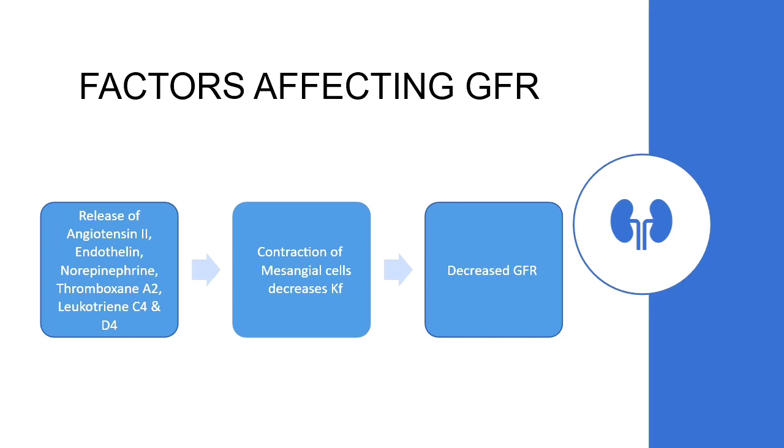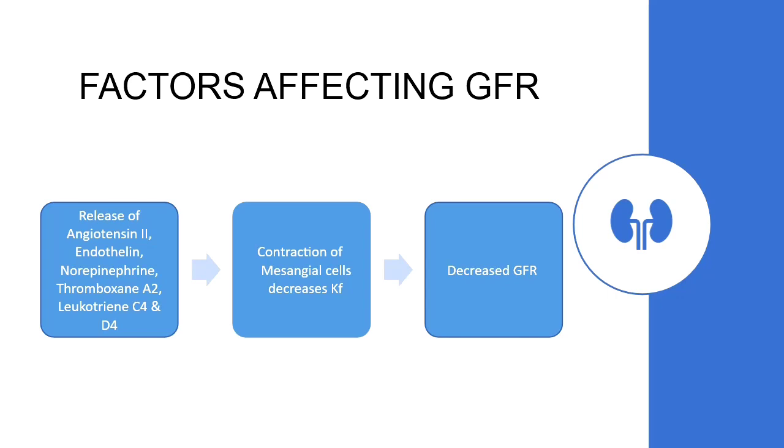The filtration coefficient is mainly determined by the area of the mesangial cell. So any factor which causes contraction of the mesangial cell will decrease their surface area, which in turn decreases filtration coefficient. Ultimately, all of this will cause a decrease in the glomerular filtration rate.